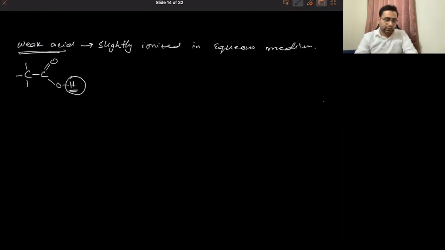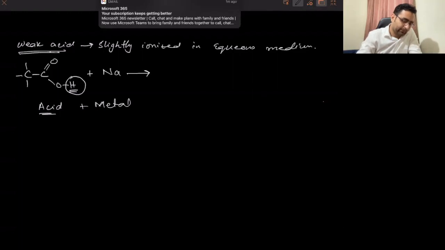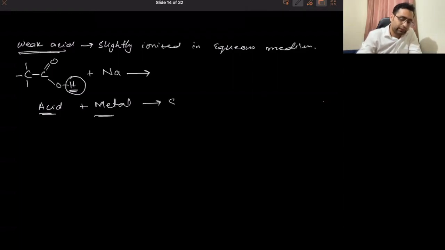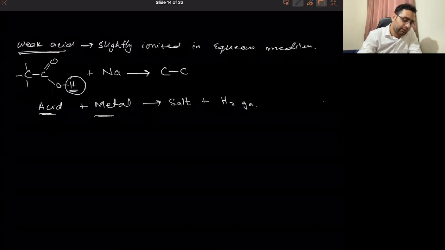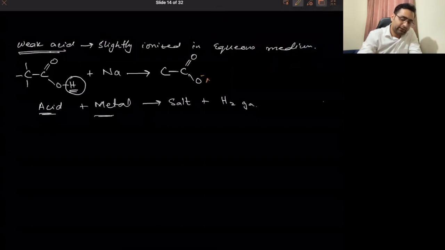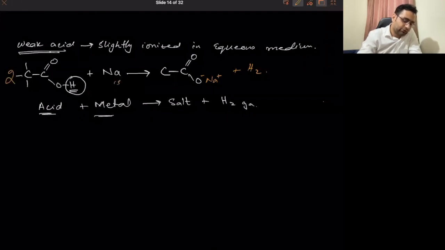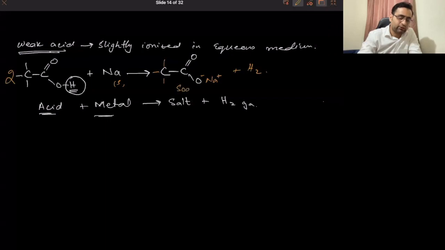This is ethanoic acid. If ethanoic acid reacts with Mg or Na, when acid and metal react, what should be the product? The product is salt and hydrogen gas, H2 gas. So the acidic hydrogen is substituted with Na. So this is negative and Na positive, plus H2. To make it balanced, you will multiply by 2, and sodium is solid. We call it sodium ethanoate. From ethanoic acid, it will form sodium ethanoate.